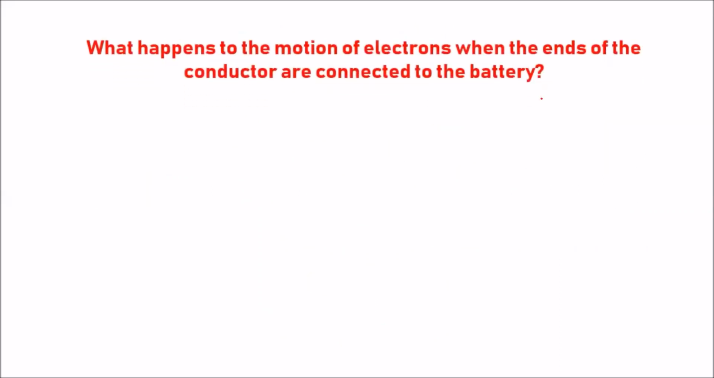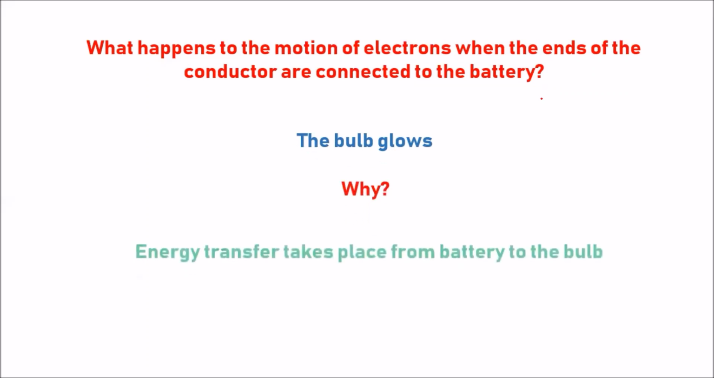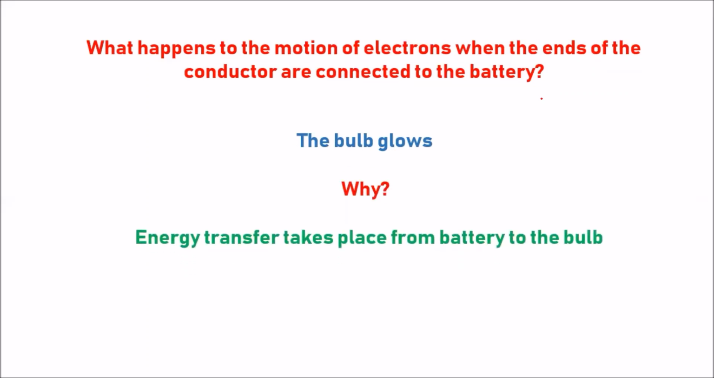What happens to the motion of electrons when the ends of the conductor are connected to the battery? If you connect both ends of the conductor to a battery, what will happen to the electrons? Till now we have discussed without connecting a battery, but now we need to discuss by connecting a battery in a circuit. So if you connect, what happens? If you keep any bulb, that bulb glows. Why does that bulb glow? Energy transfer takes place from the battery to the bulb.